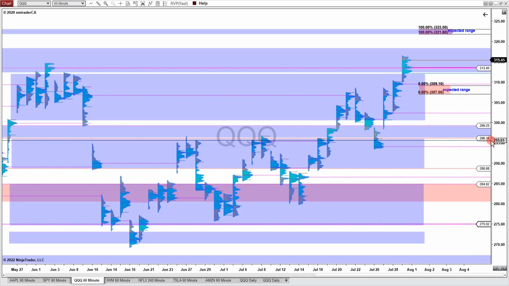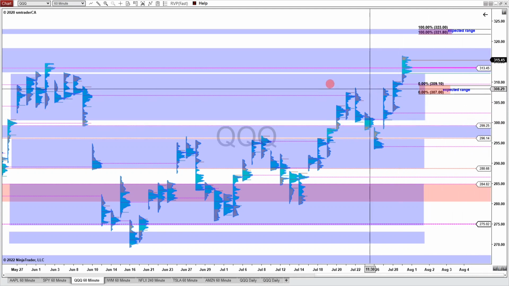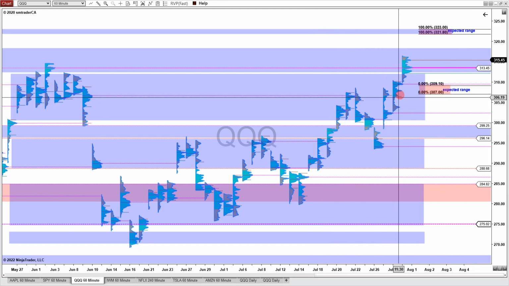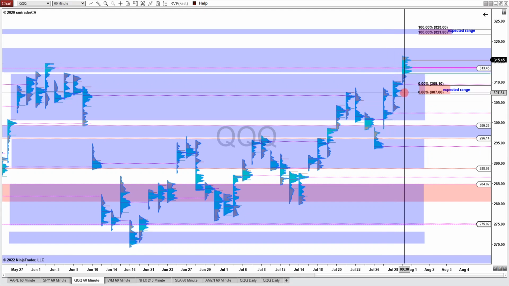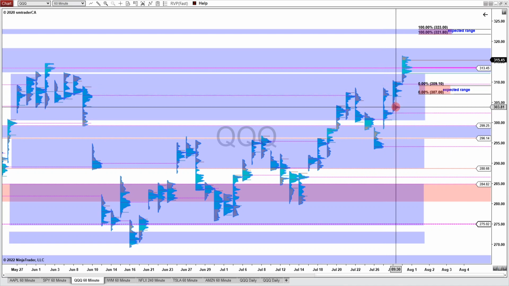Now let's look at the chart with only volume profile on it. On this chart, we see the price move through this June balancing area after the Fed announcement and into this potential resistance zone. The last 3 trading sessions, the volume profile consists of multiple distributions.